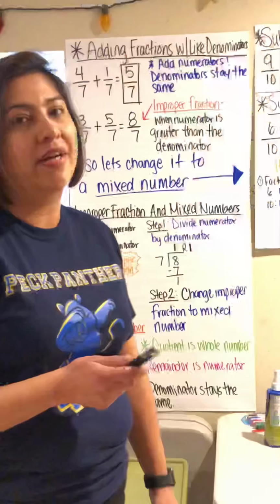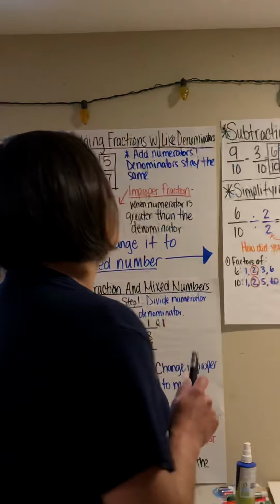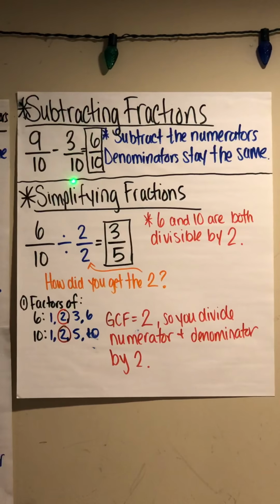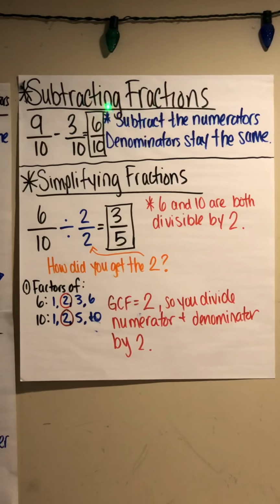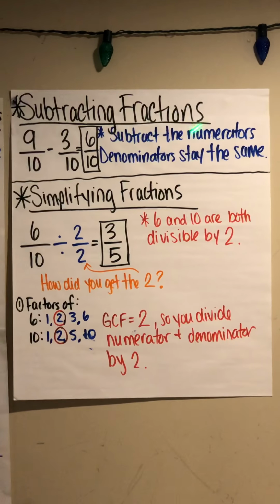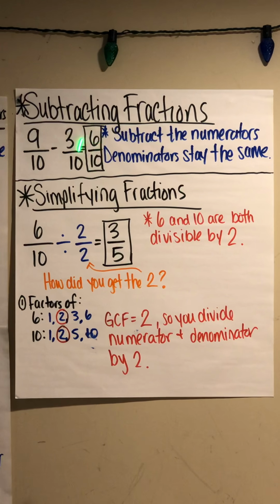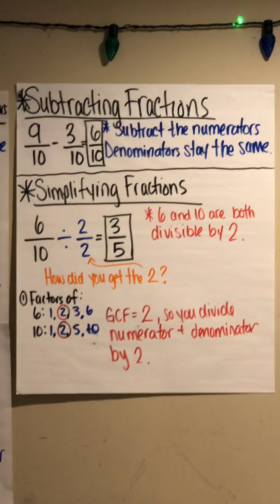Now let's go over how to subtract fractions. So we have 9/10 minus 3/10. 9 minus 3 is 6/10. So again, you subtract the numerators, but the denominator stays the same. What I notice here is that this fraction can be simplified.